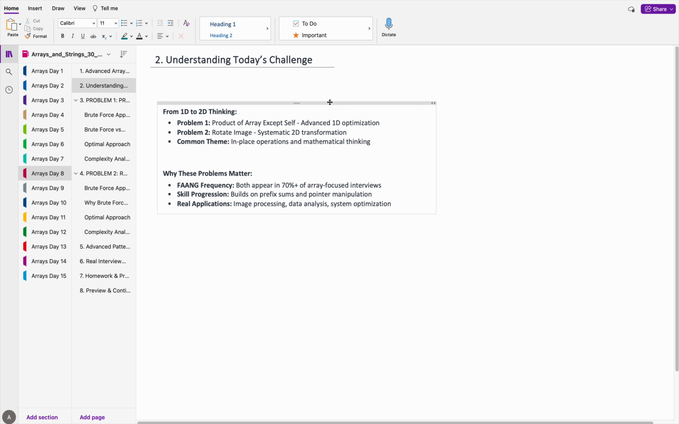So why these problems matter. As you can understand, optimization की बात चल रही है. We are talking about optimization. We are talking about transformation from 1D to 2D. Okay. So obviously these are mostly focused around what the companies actually ask.